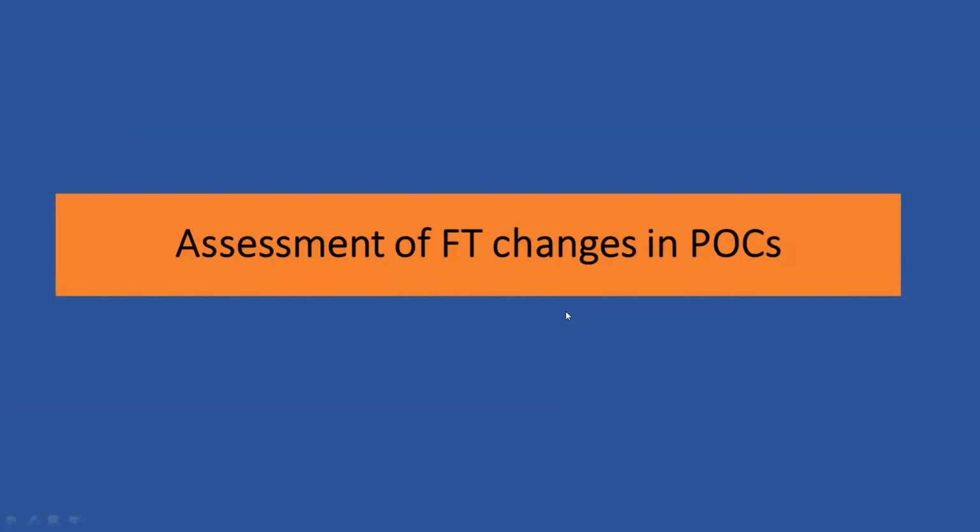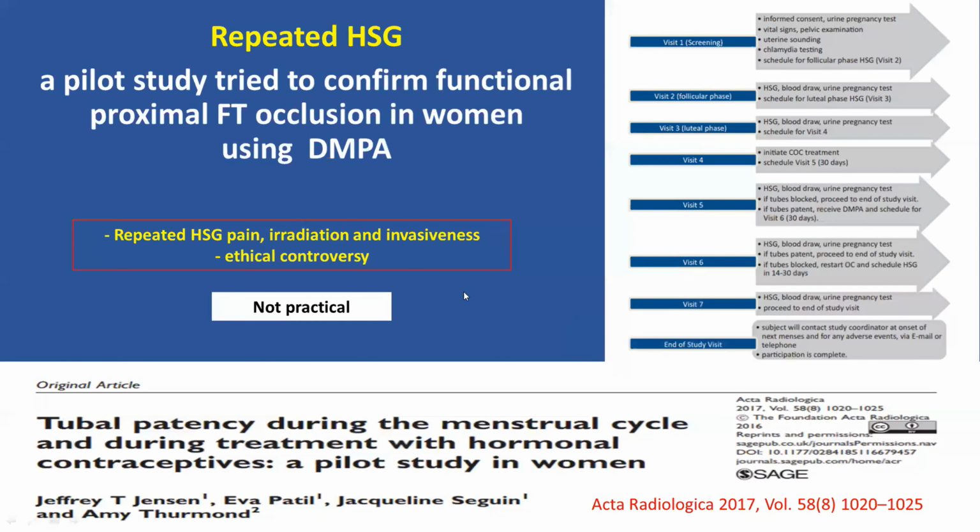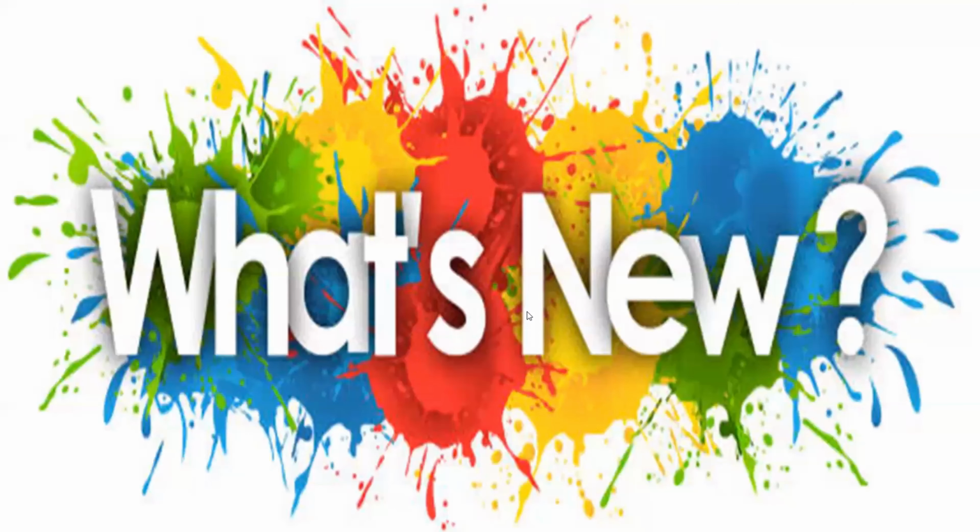We need to assess the effect of progestogen-only methods on the fallopian tube. This can be done by a study mentioned by some radiologists to have repeated HSG to test the functional proximal fallopian tube occlusion in women using depot medroxyprogesterone acetate. They expose their patients to successive HSG, and actually this is unethical and leads to repeated pain, repeated irradiation, and invasiveness. Actually, it is not a practical way to assess the effect of progestogen-only contraceptives on the fallopian tube.